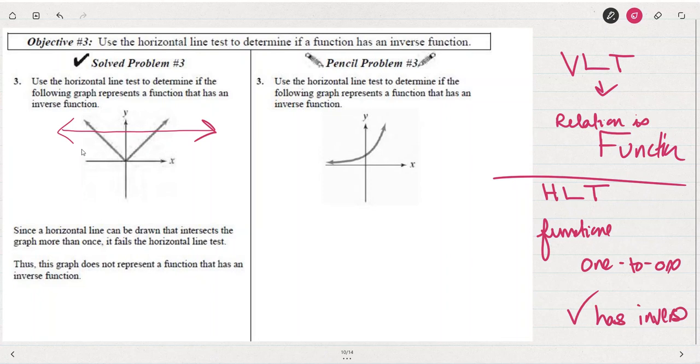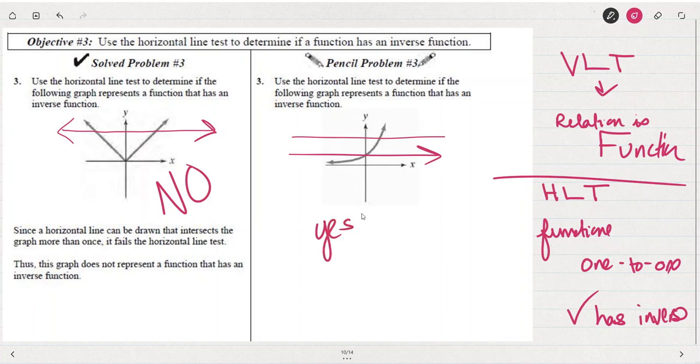Notice that on the left, this absolute value does not have an inverse. It's not 1 to 1. It does not pass the horizontal line test. But this function does pass the horizontal line test. So we say, yes, it has an inverse.